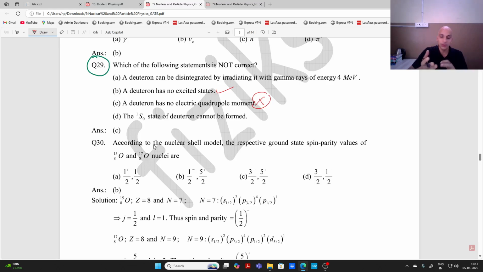So I told you, if you don't know all the properties of deuteron, you can even make a guess, because you know its spin, isospin, quadrupole moment, magnetic dipole moment. So the answer is this one. Deuteron has no electric quadrupole moment. This is wrong. Forget about the other options. So this is the correct answer, right?